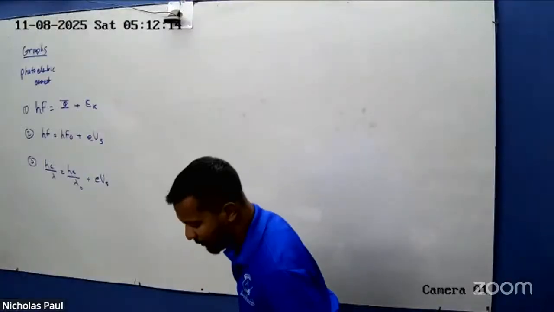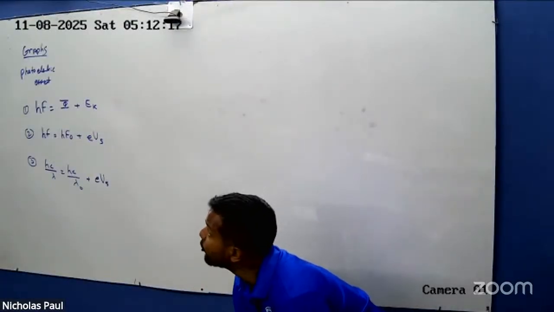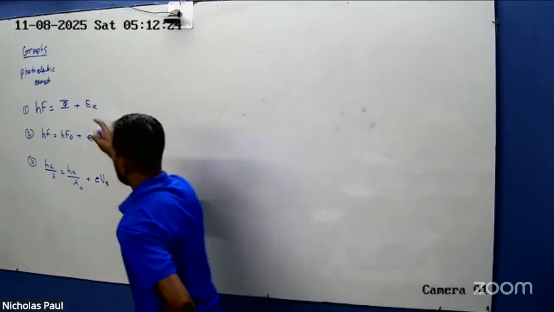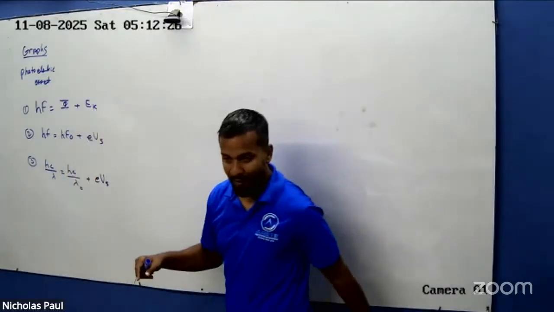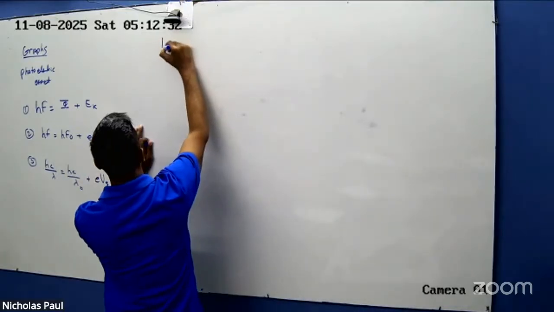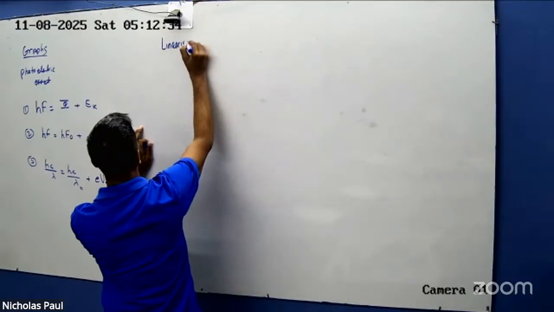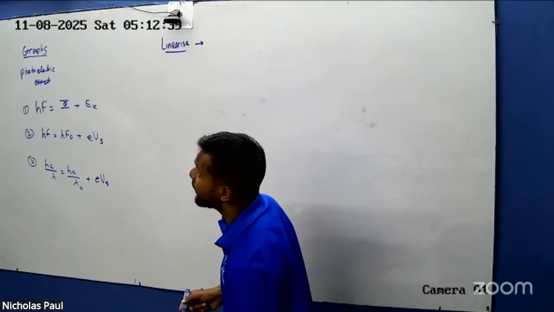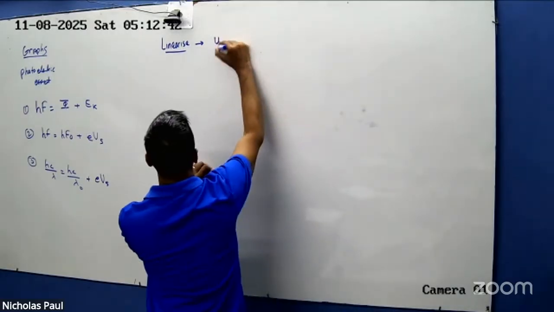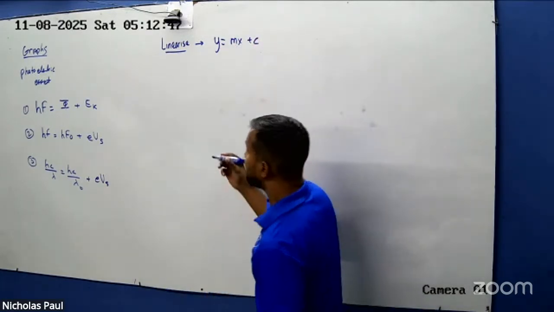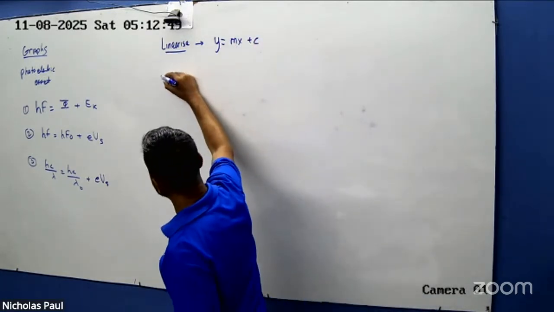Before we draw our first graph, let's take one of them and linearize it. Regardless of what form they give us, we have to be able to linearize. You might remember what linearization is: putting it in the form y is equal to mx plus c. So let's start with the first one.